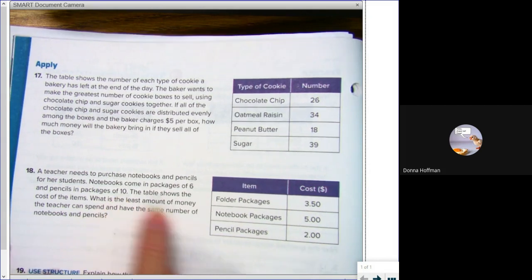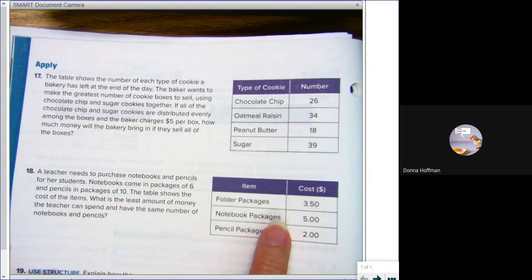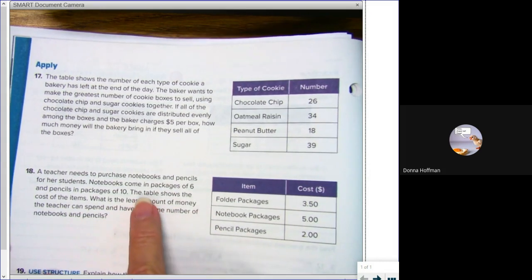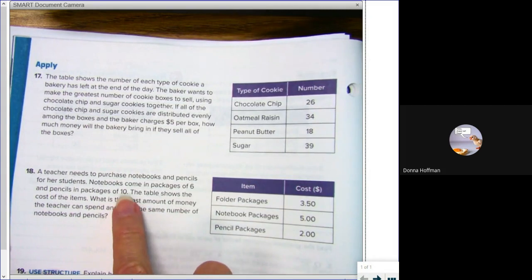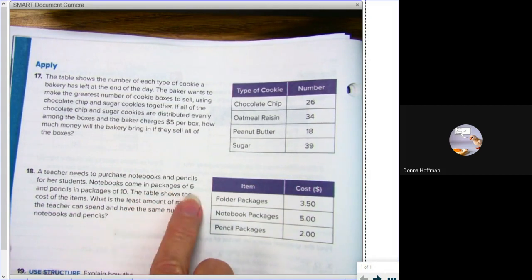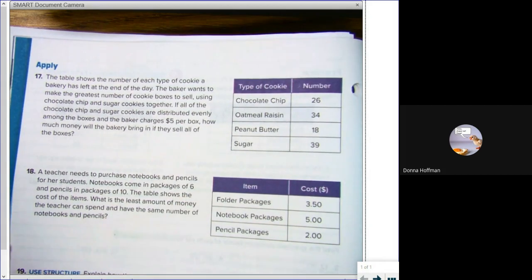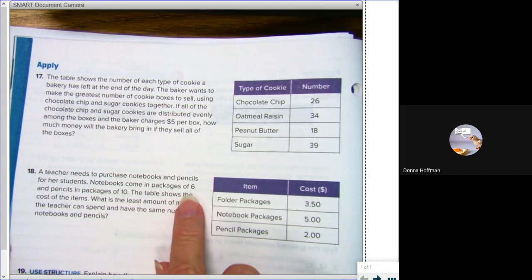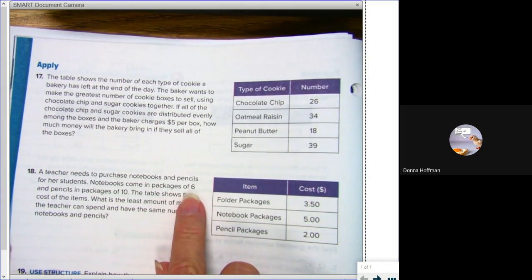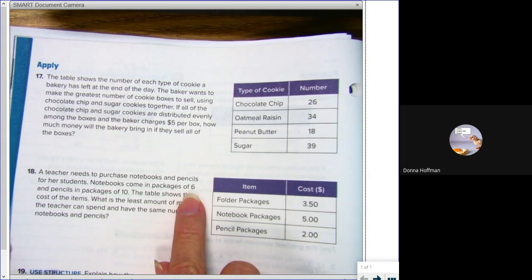And then you need to figure out, okay, well, let me just go ahead and tell you. The least common multiple of this is going to be 30. So if notebooks come in packages of 6 and you have to buy 30 of them because 10 and 6 have the least common multiple of 30, I'm going to go over here and ask myself, okay, well, how many sets of 6 do I have in 30? Well, I know that that's 5 sets of 6 because 5 times 6 gives me 30.